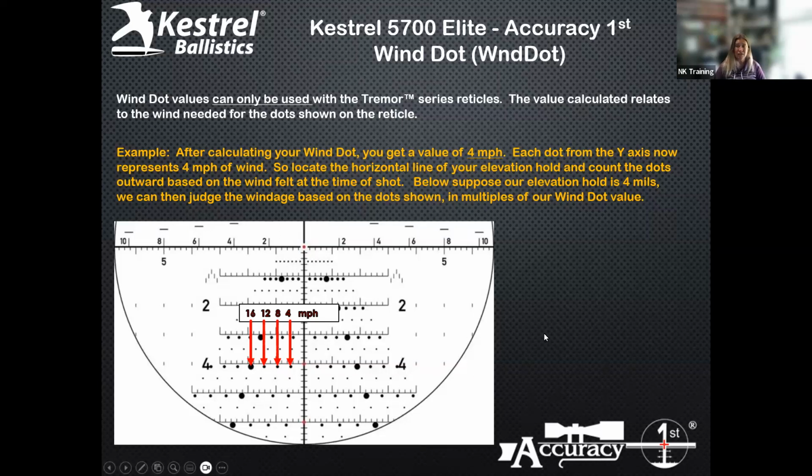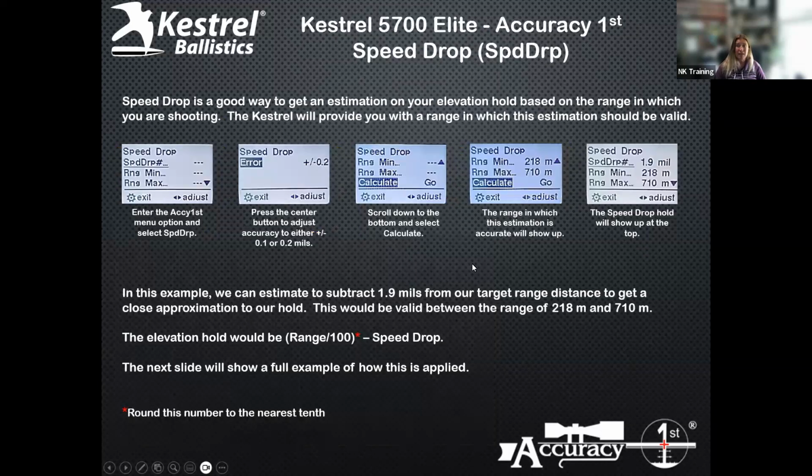The Tremor reticle is a phenomenal tool for quick engagement and using it for wind. It looks pretty overwhelming when you first look at it. Learning what your wind dot values are and using that out on the range can make a believer out of anybody. It's really good. Now, speed drop. Speed drop is the one that we will spend some more time on.